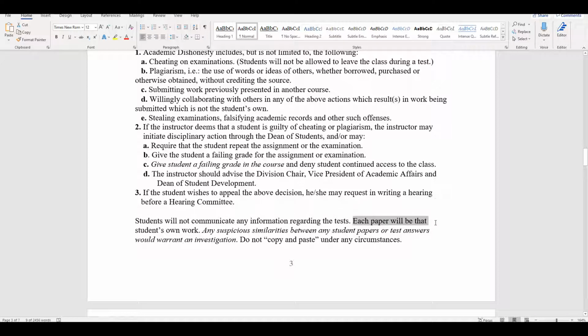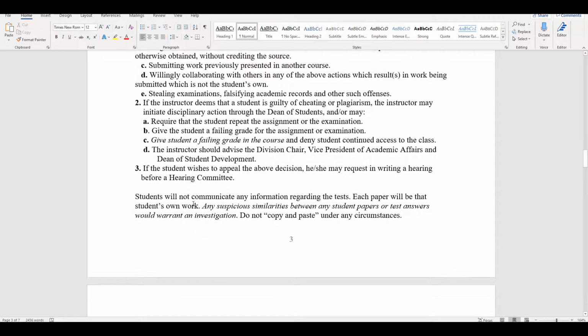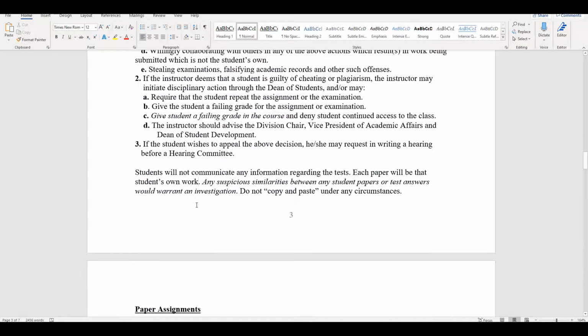Each paper will be the student's own work. Any suspicious similarities between any student's papers or any test answers would warrant an investigation. So do not copy and paste anything under any circumstances. We'll talk about citing your sources here. I'll get into that more later once we get into more details.